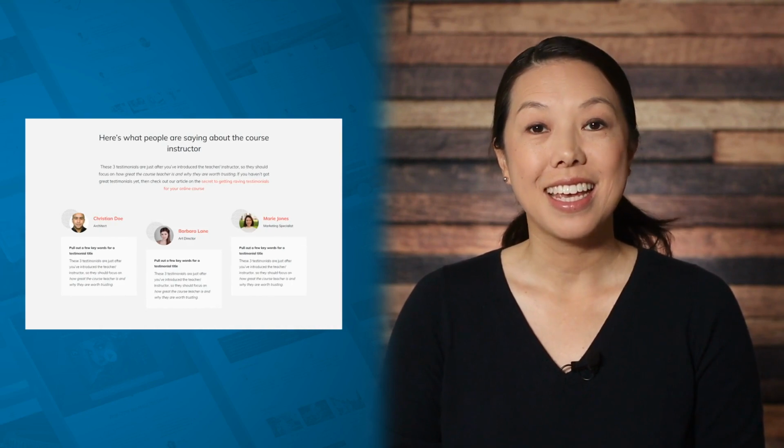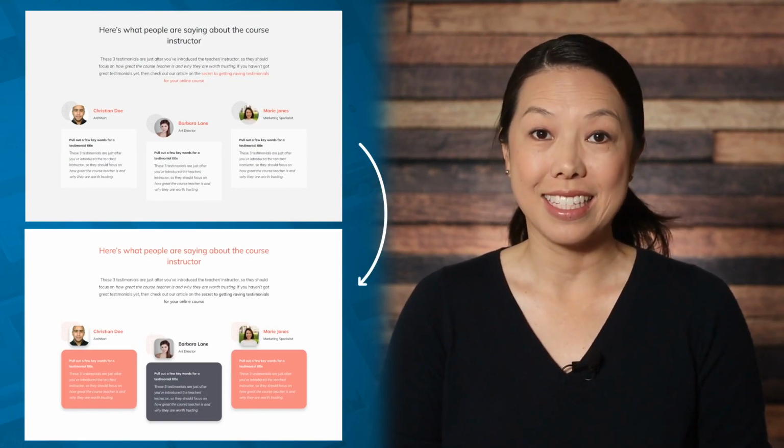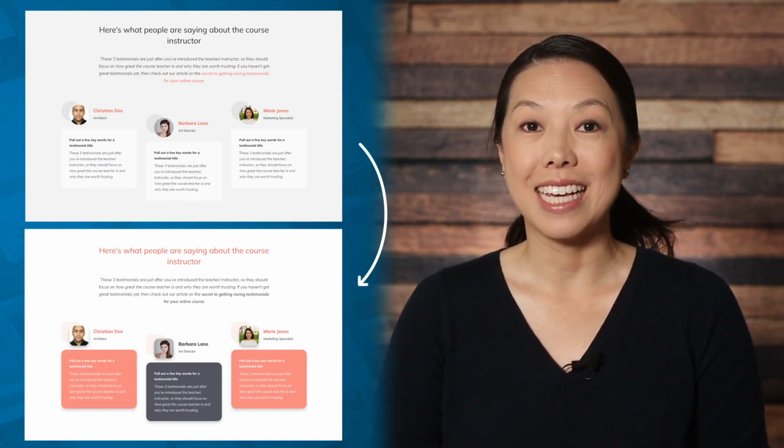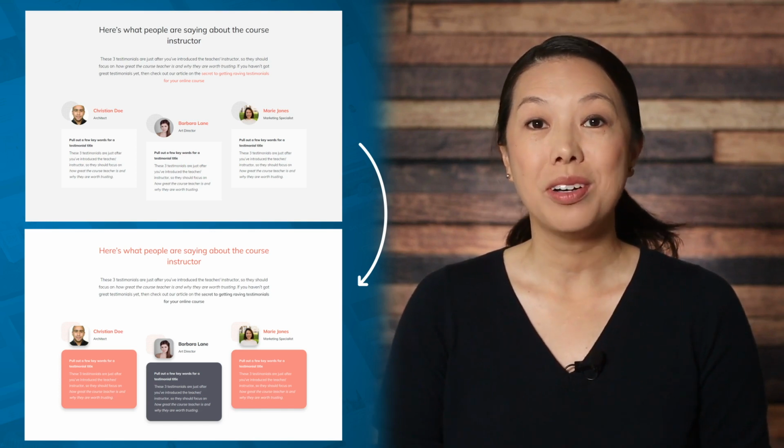With the group styling feature in Thrive Architect, you can turn a section that looks like this into a section that looks like this, and it is super fast and easy to do. I'll show you how, coming right up.